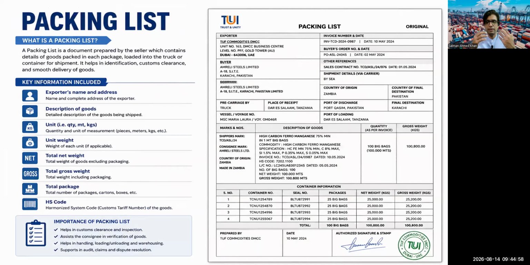Packing list is a document prepared by the seller which contains details of the goods packed in each package loaded into the truck or container for the shipment. It helps in identifying your required shipments, or you can say the materials in the container or in the pack or in some kind of loaded trucks, for customs clearance and smooth delivery of the goods. The key information included is the exporter name, a description of the goods, unit weight, total net, total gross weight, total packages, and the HS code.